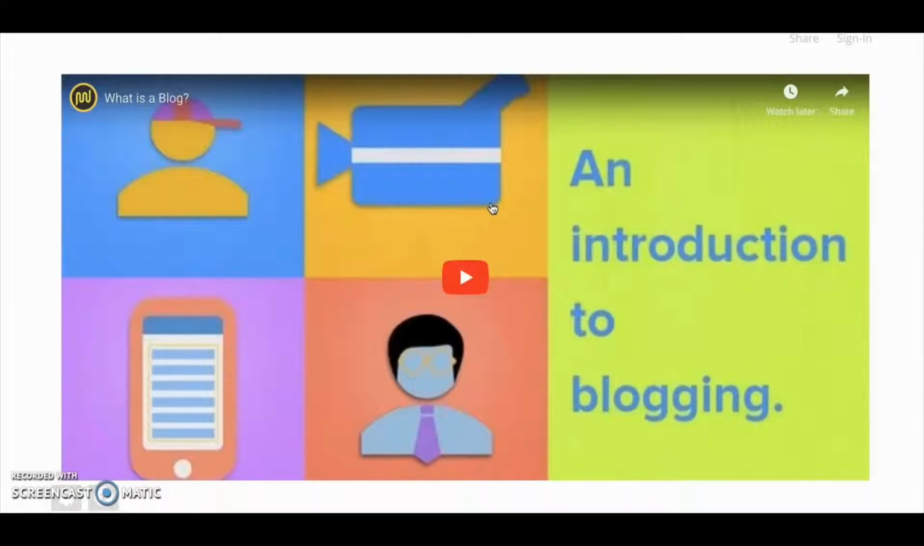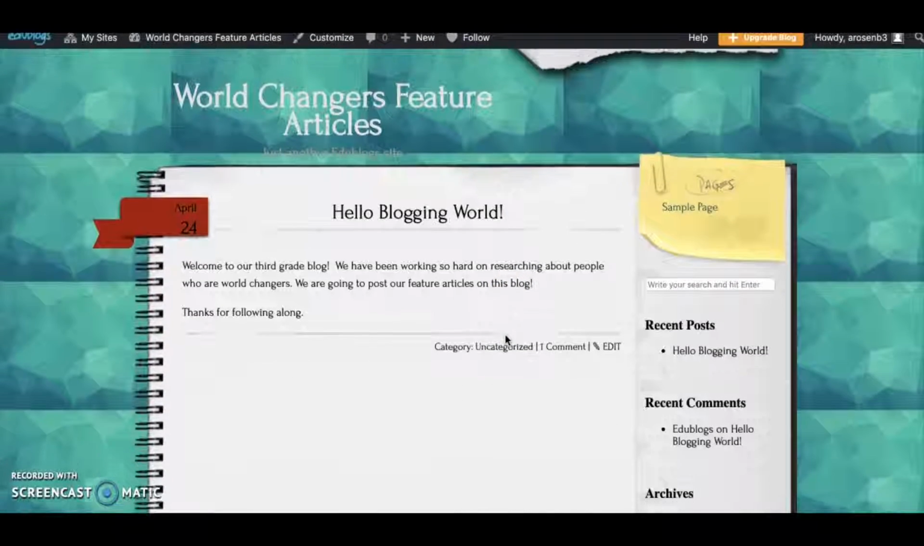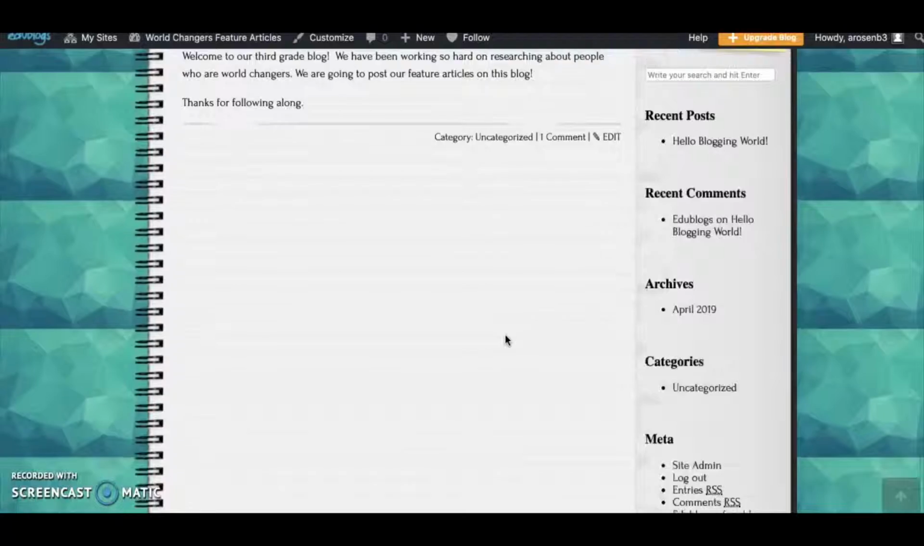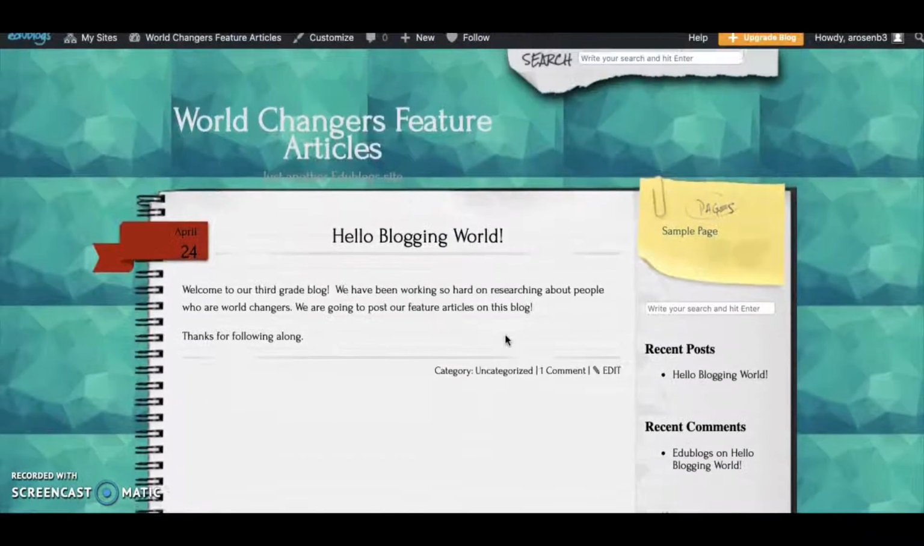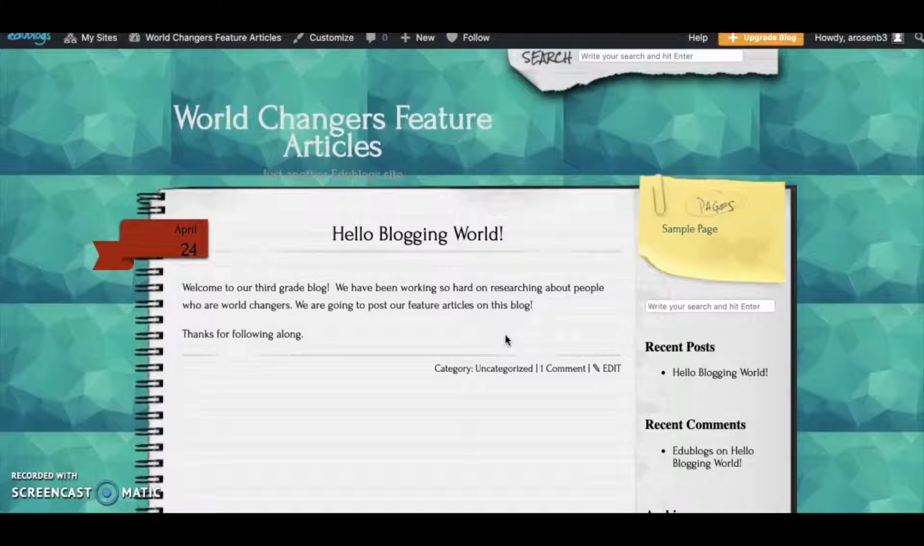Once they had finished their feature articles, they are going to go onto this blog. So we previewed this blog together. This is going to be the class blog. A downfall of this activity is that my students actually needed more time than I had thought to be able to post their final projects to this blog. So they have not yet been posted, but they will be posted soon.